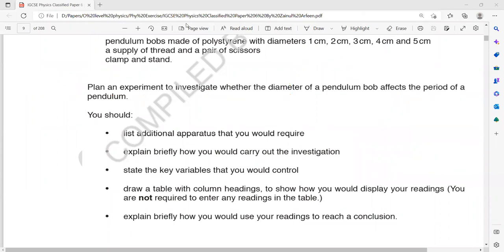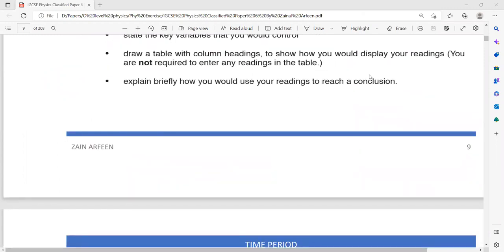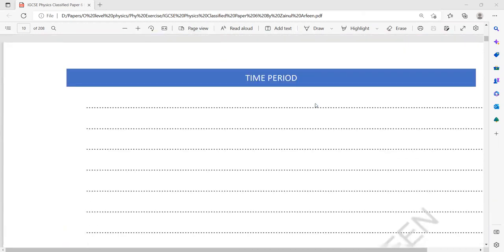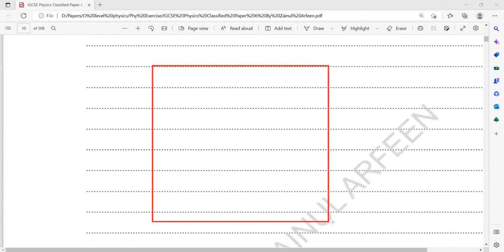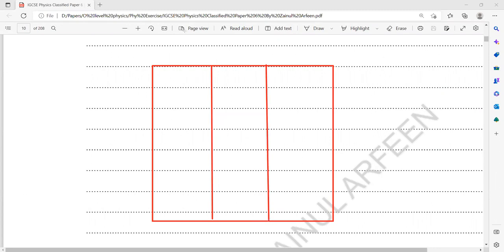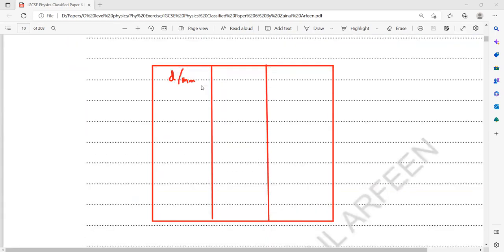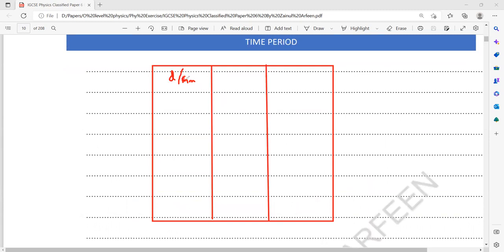Then draw a table or tables with a column heading to show your displayed result. Whenever such a question is there, one column is the size, the diameter. Another one is time for 20 oscillations, and then the third one is the time period. The size is given in centimeter, so size in cm, then time for 20 oscillations, and then time for one oscillation.